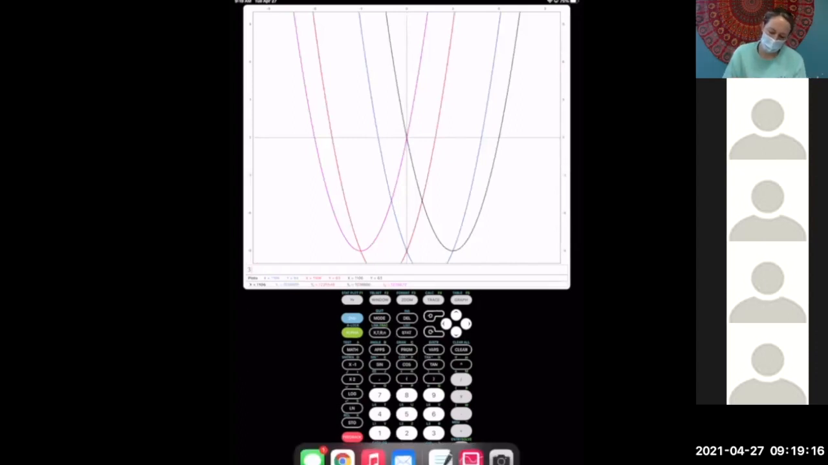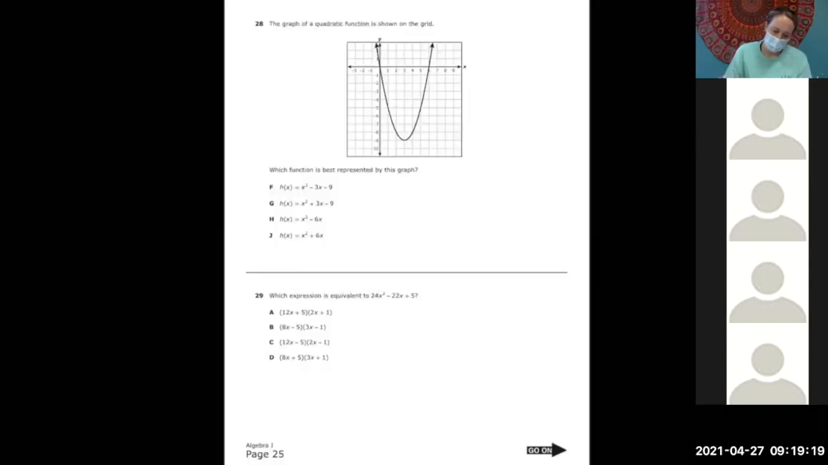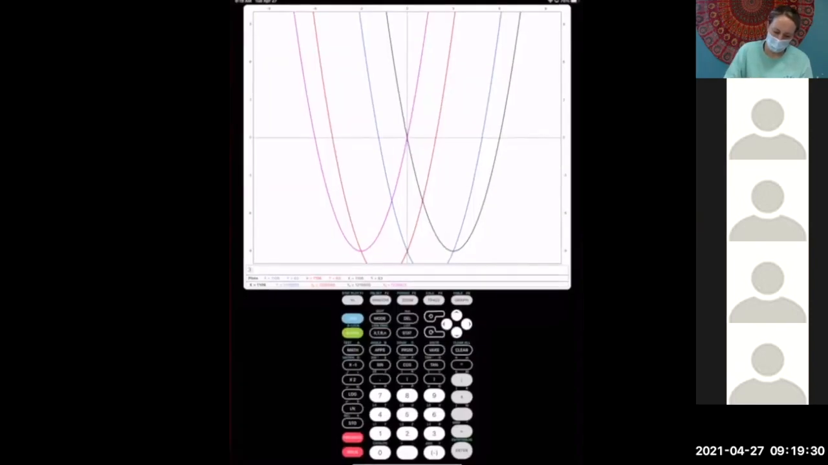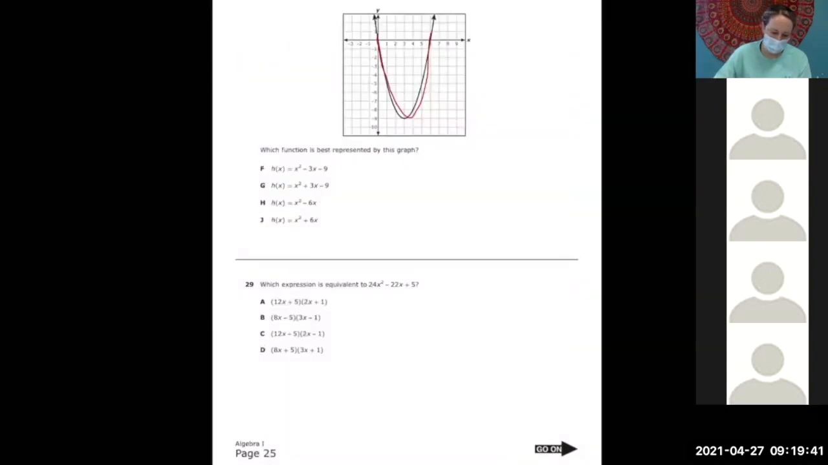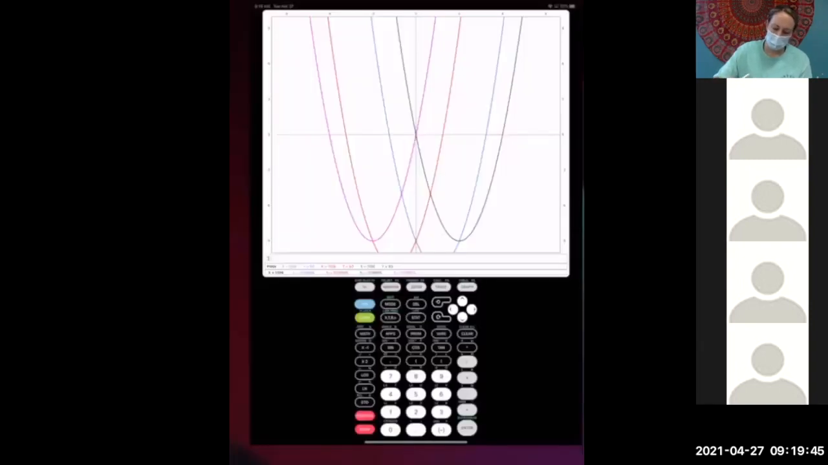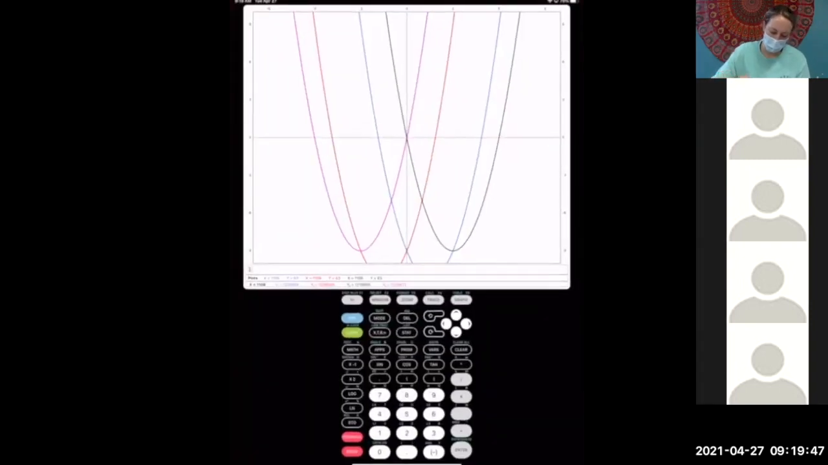Now let's go back to the problem. And so I know that my U-shaped thing, which is called a quadratic in case you were wondering, should be on the right-hand side of the x-axis. So that rules out the pink and red graphs. So now it's between blue and black. And black crosses at about 0, 0, and the one in the problem crosses at 0, 0. So it looks like black is going to be our best option.